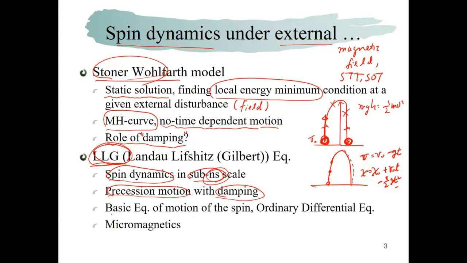Also, this LLG equation is a very basic equation to describe the equation of motion of the spins, and mathematically it's an ordinary differential equation. That means there are many ways to solve it. I also mentioned micromagnetics, which is a widely used numerical scheme to solve the magnetization reversal. And the LLG equation is the basic equation of micromagnetics.